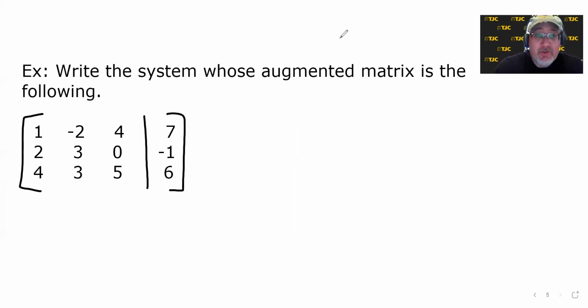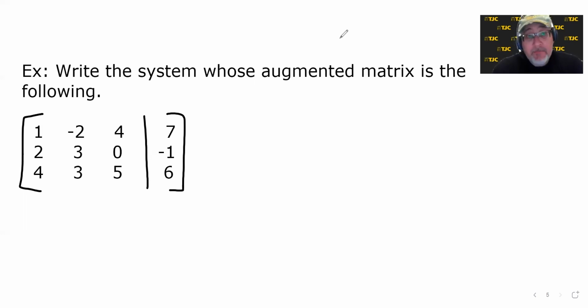So for this example, let's write the system whose augmented matrix is the following. The first column is 1, 2, 4. The second column is -2, 3, 3. Third column is 4, 0, 5. And on the right side of the augmentation bar is 7, -1, and 6. So how do we write the system?